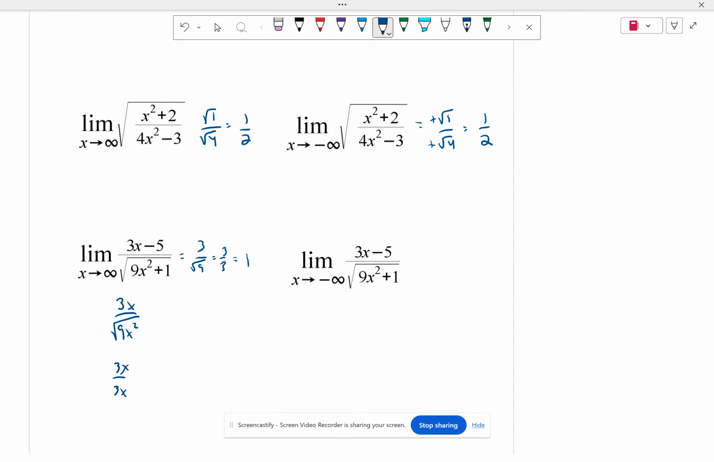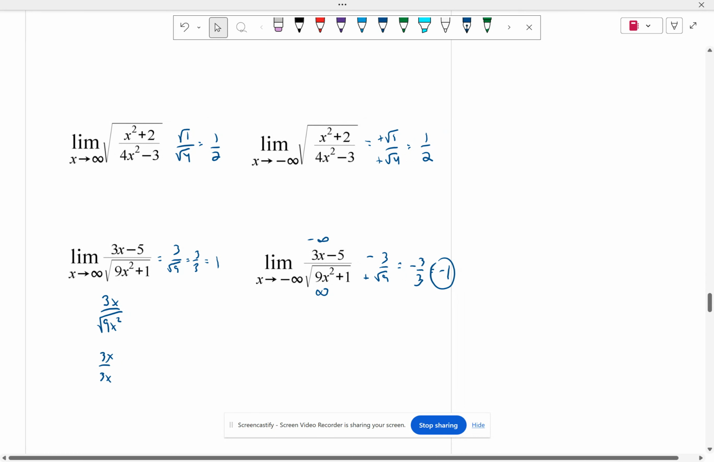As x goes to negative infinity, how does this work? Well, this top here, if you think of 3 times a negative infinity minus 5, is going to go to a negative value. So this top is approaching negative infinity. This bottom, if you square the negative infinity, it's going to become positive, and then multiply it by 9, add 1, and square root it, that's going to go to positive infinity. So here, although it's the ratio of the coefficients, 3 and the square root of 9, the top is going to go to negative infinity, the bottom is going to go to positive infinity, and we're actually going to get a negative 3 over 3, which is negative 1.